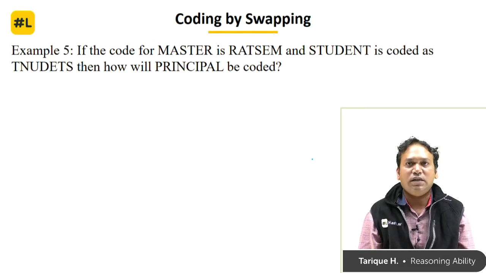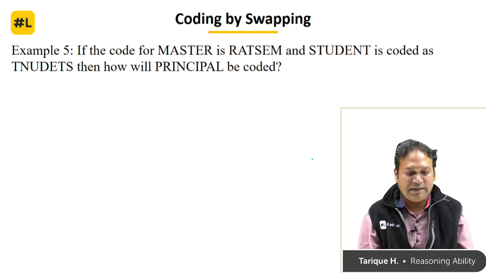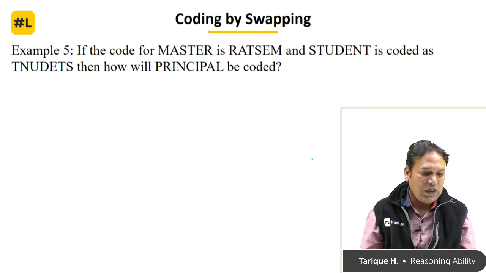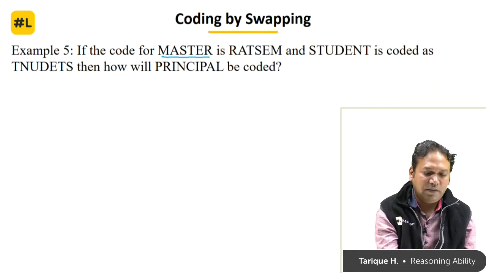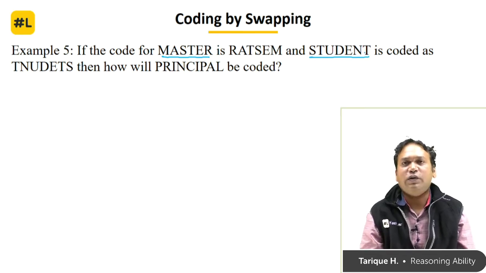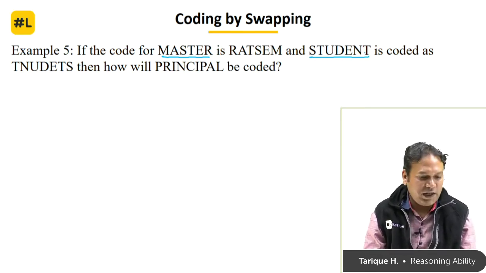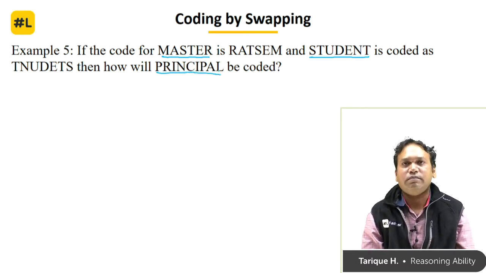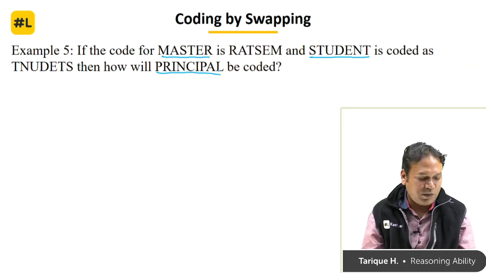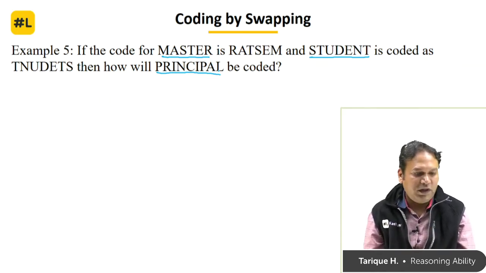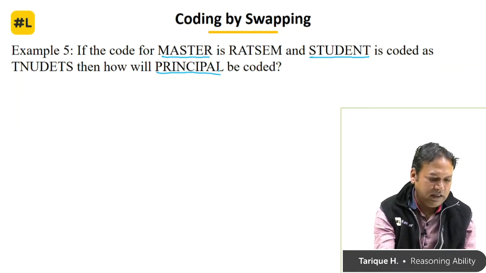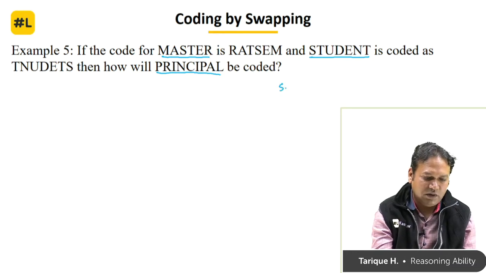So what is the answer? If MASTER is coded as RATSEM, and I have given you two examples here, STUDENT is coded as TNUDETS. So two words are there and their respective codes. Based on that, you have to find out what will be the code for PRINCIPAL. I have not given the answer options, so sorry. Observe carefully how the words have been changed. It is very clear that this is a question based on swapping.